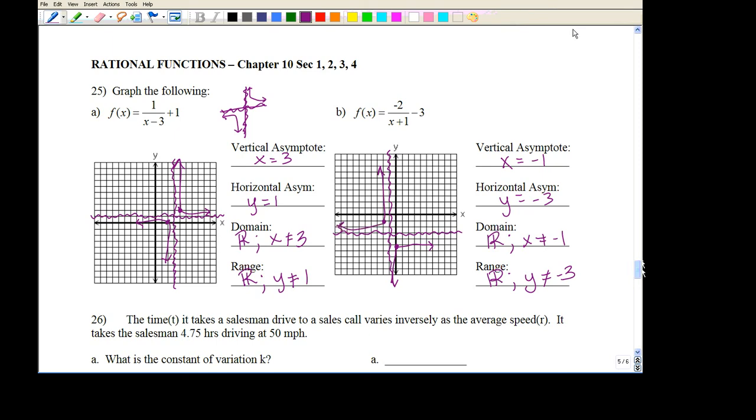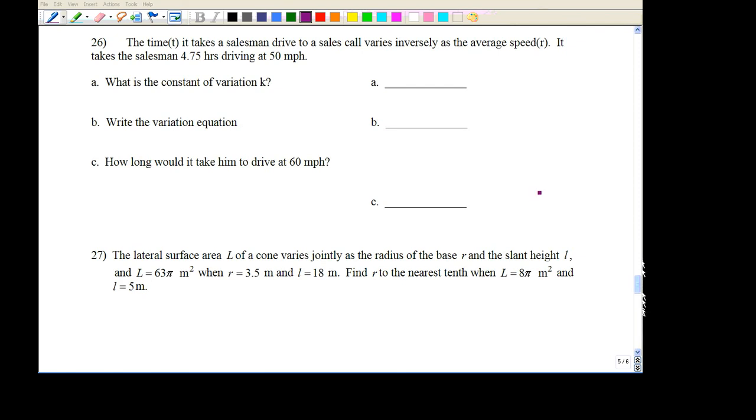Okay, next section. Okay, this section is about variation and rational equations. So number 26, you have the time t it takes a salesman to drive to a sales call varies inversely as the average speed r. It takes a salesman 4.75 hours driving at 50 miles per hour. So because we have this as varies inversely, inversely is y equals k over x. Okay, so if we have the time t varies, the k always goes after the equal sign, and it varies inversely as the average speed r, so that means the r will be in the bottom here.